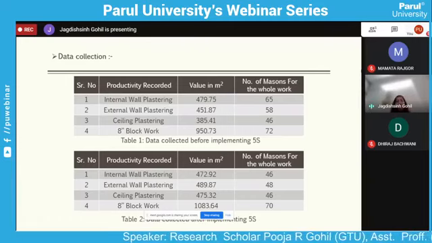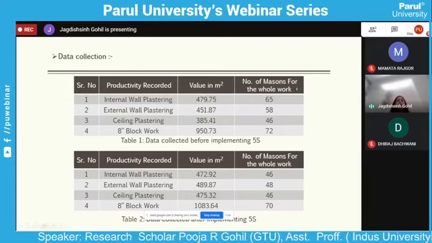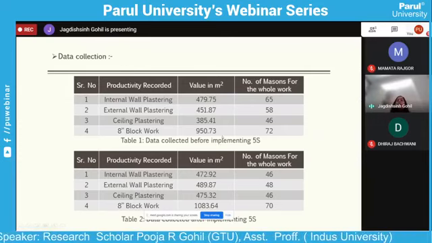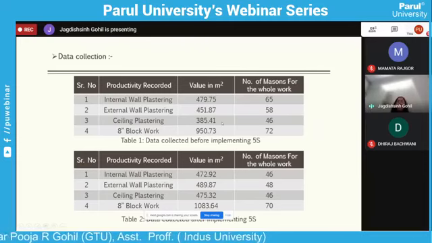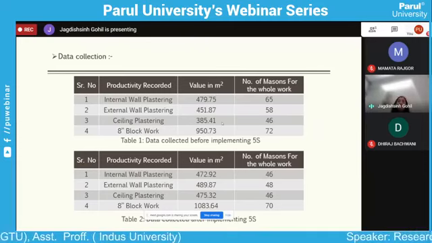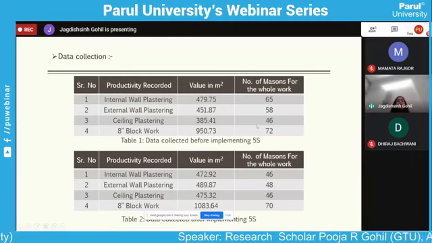Fine. If we talk about activity values in square meters, block work will definitely cover a huge value. It is 950 square meters of area, while ceiling plastering is 385 square meters, external plastering 451, while internal is more, at 475 square meters. The number of masons used in all four activities are 65, 58, 46, and 72 respectively.